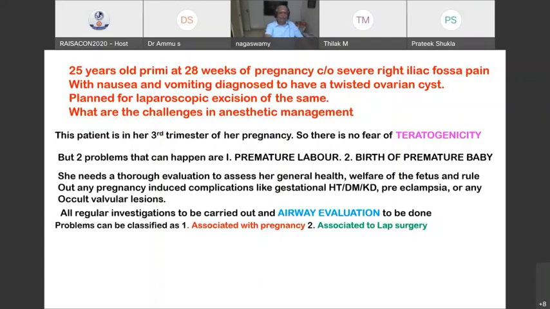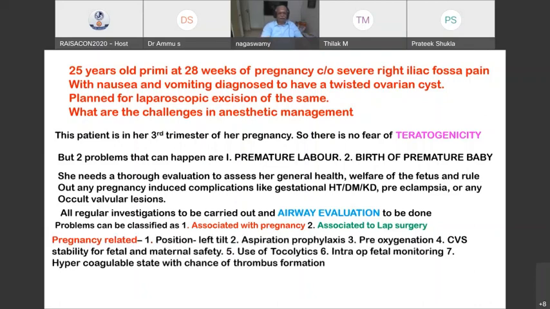Pregnancy related, we have to give position. Left lateral tilt is very important to prevent diaphragmatic compression. There is always the aspiration prophylaxis. Pre-oxygenation is a must. Then CV stability for both fetal and maternal safety. And you must think of using tocolytics to prevent premature labor and premature birth of the baby. And you have to monitor the fetal welfare intraoperatively. And she will be in a hypercoagulable state. Pregnancy is always a hypercoagulable state with the chances of thrombus formation. Don't you think you know all these problems? Pratik?